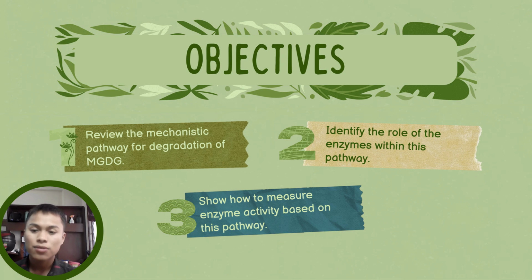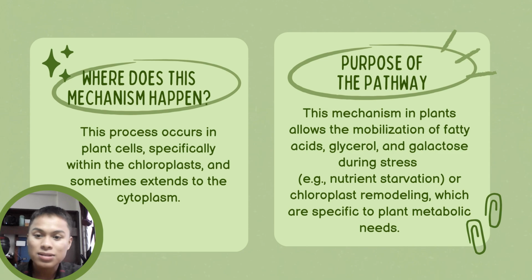So for the first part, let's take a look into the objective of these presentations. Next, a little bit on introductions. So where does this mechanism happen? This process occurs in plant cells, specifically within the chloroplast and sometimes extends to the cytoplasm. The purpose of this pathway is that this mechanism in plants allows the mobilization of fatty acid, glycerol, and galactose during stress, for example, nutrient starvation, or chloroplast remodeling, which are specific to plant metabolic needs.